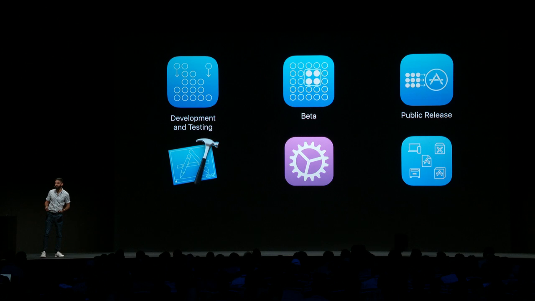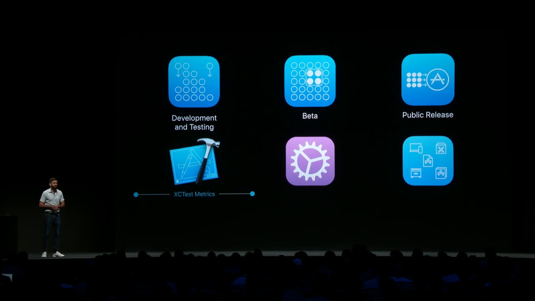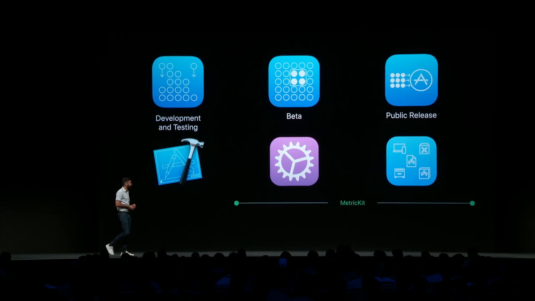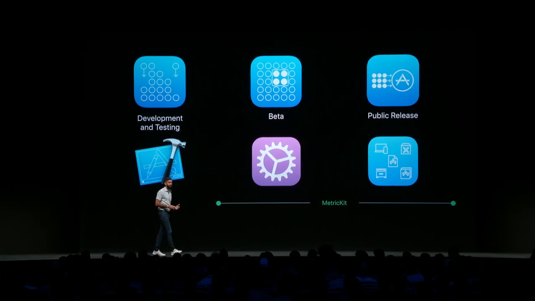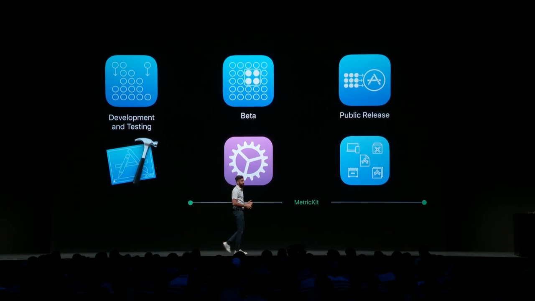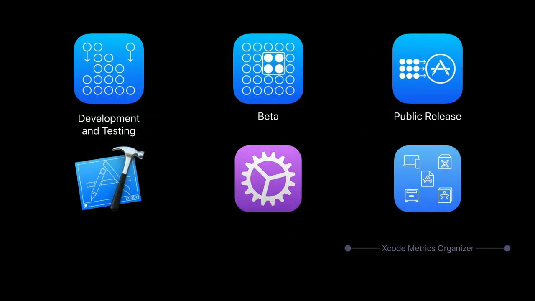And so looking back at this graph we just talked about, you could imagine all these tools fit really well in the development process, starting with XCTest metrics during development and testing. Then, MetricKit, as you might imagine, falls really well into beta and public release, when you may not have access to the devices that you're interested in collecting metrics about. And then finally, the Xcode Metrics Organizer beefs up your knowledge about the public release and helps you understand problems from prime time users.